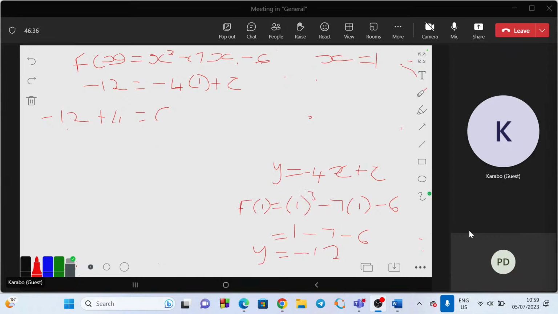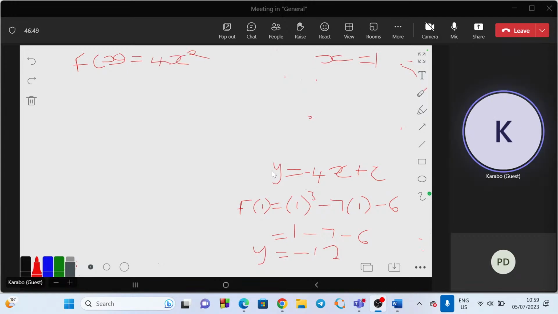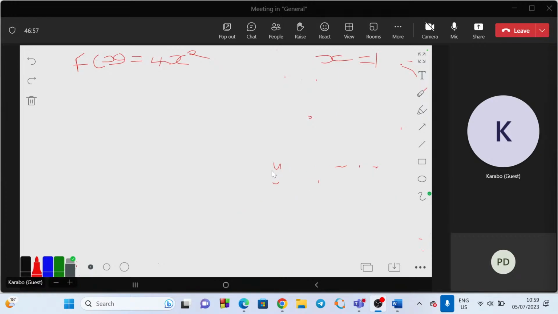Sometimes you can get a question, let's just do this one: y equals 4x squared, let's say minus x plus 3, at x equals 2, when x equals 2.